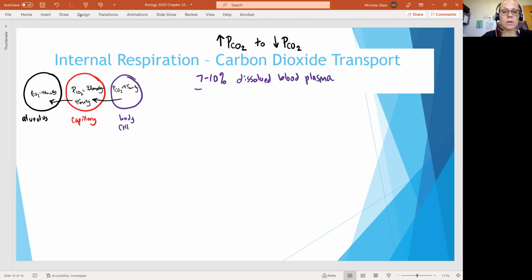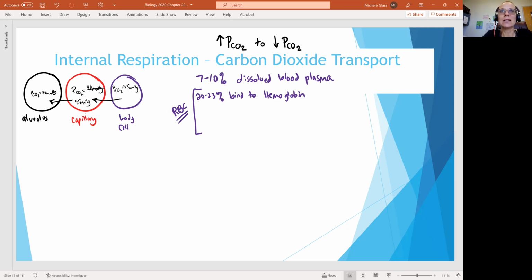And so that means the remaining amount of CO2 actually enters into the red blood cell. Now, the rest of the carbon dioxide enters the red blood cell, and we're going to see like 20 to 23% is going to bind to hemoglobin. Now, we kind of use the analogy of little hemoglobin boats to transport oxygen. And remember, we said there are 4 seats.